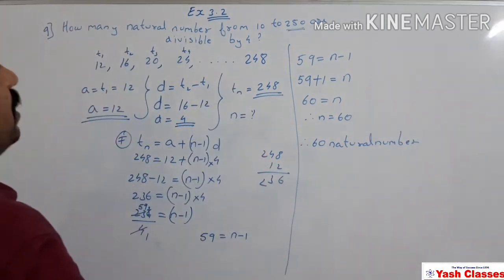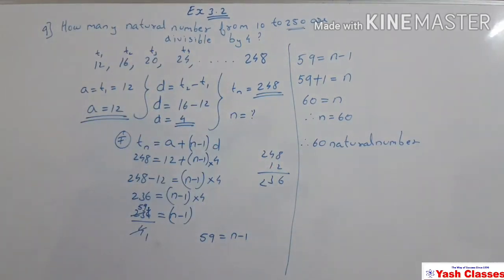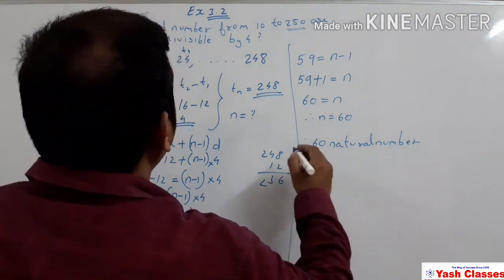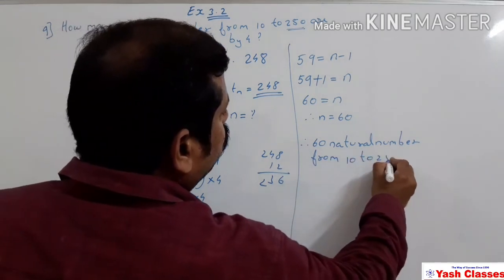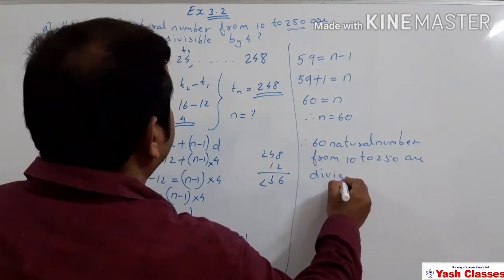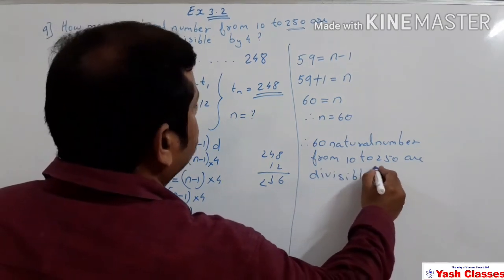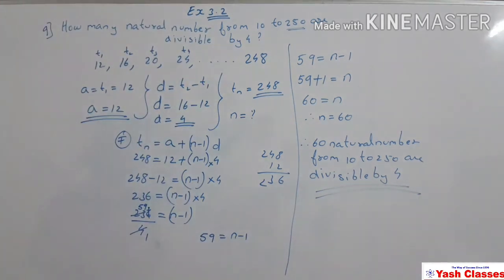are divisible by 4. How many natural numbers from 10 to 250 are divisible by 4? Therefore 60 natural numbers from 10 to 250 are divisible by 4.